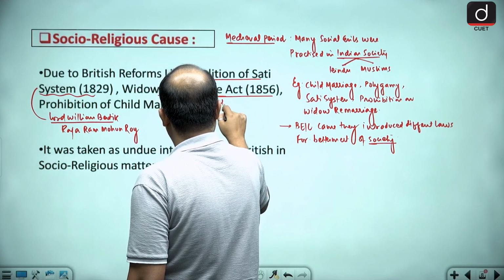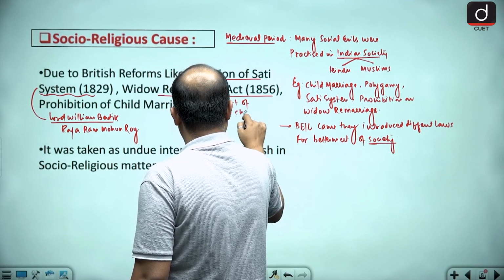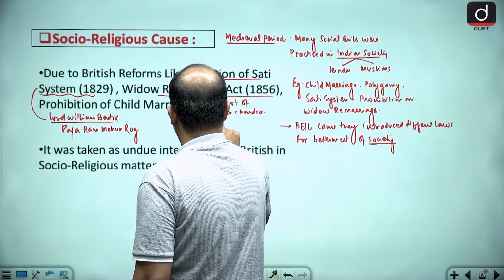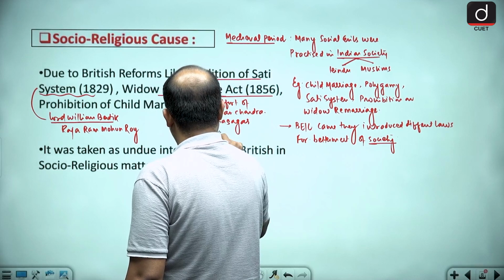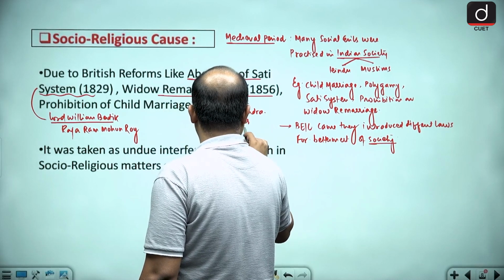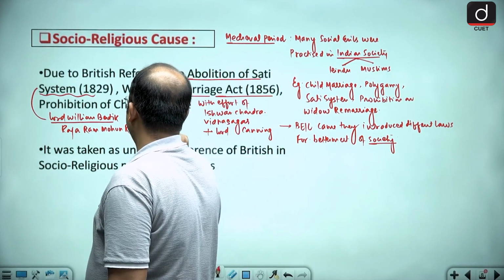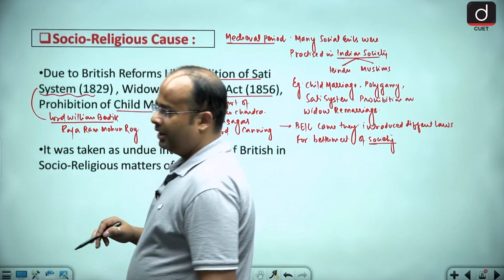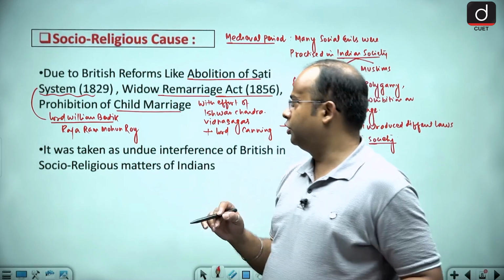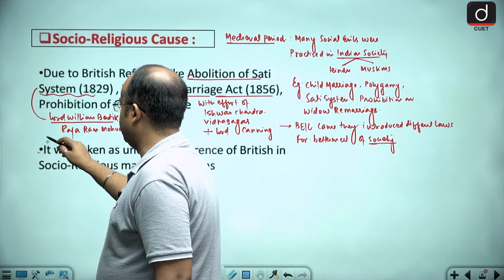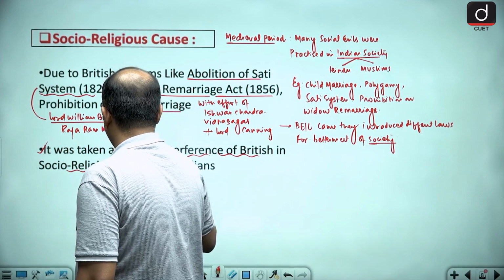plus Lord Canning. So the Widow Remarriage Act was passed, prohibition of child marriage was done, and when this type of social reform was being carried out through the law, you will find, guys, that it was taken as undue interference of the British in the socio-religious matters of Indians.